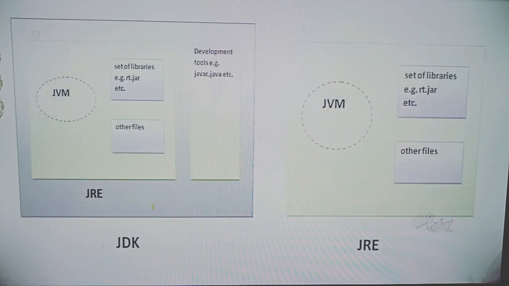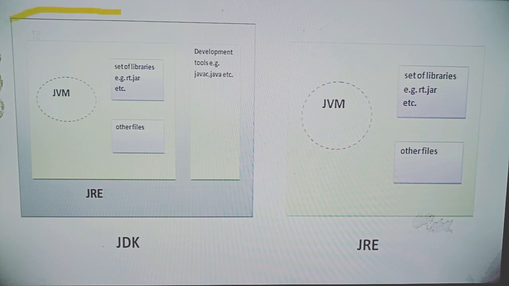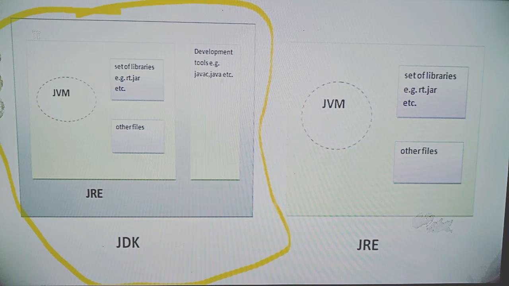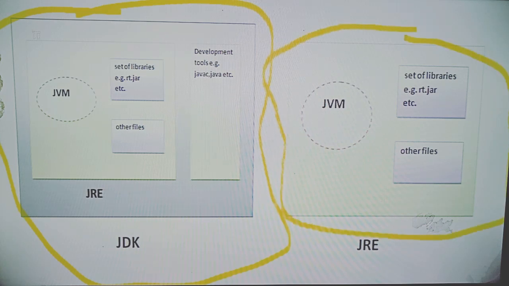The next diagram may make it clear. On the left side is the whole structure of JDK. You can see that a JDK contains JRE, JVM, a set of libraries, other files and development tools. This other one is the individual structure of JRE. So JRE exists inside the JDK. This is all about Java libraries.